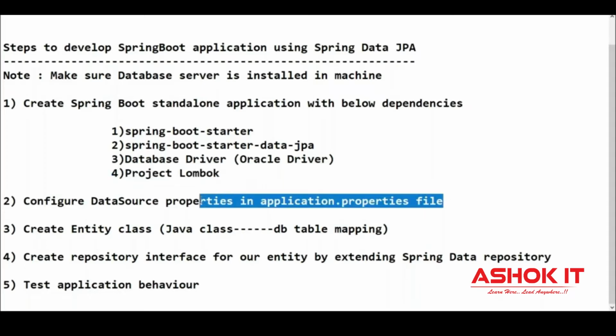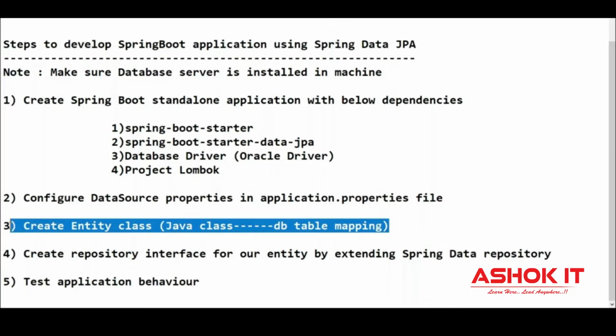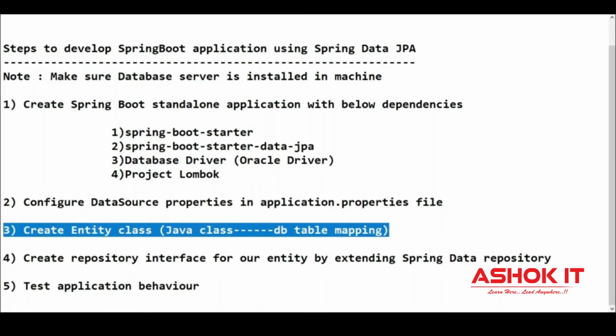Once the project got created successfully, we need to configure data source properties in application.properties file. Data source properties means database URL, username, password, and driver class. Then third step, create entity class. Entity class is used to map with the database table. The Java class which is mapped with database table is called entity class. As we are going to use ORM benefits, we need to map our Java class with the table. That is called object relational mapping. We will use some annotations to map our Java class with the database table.